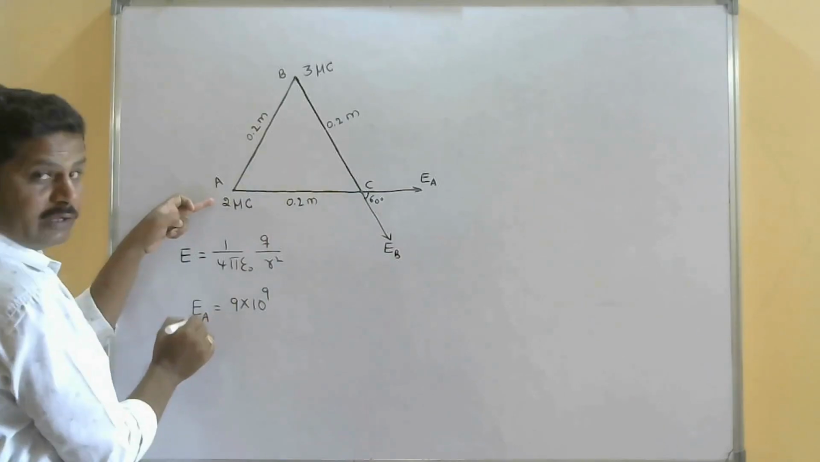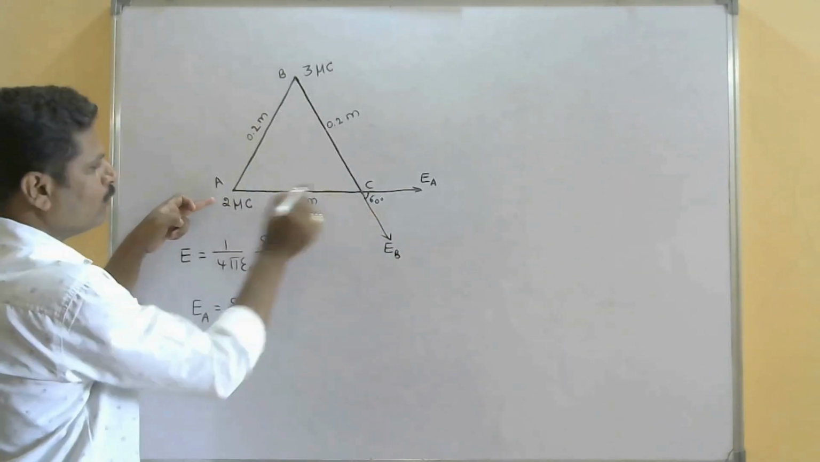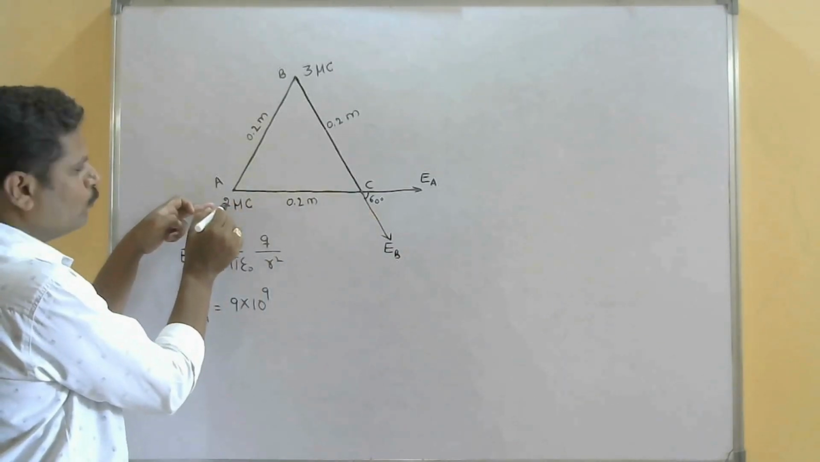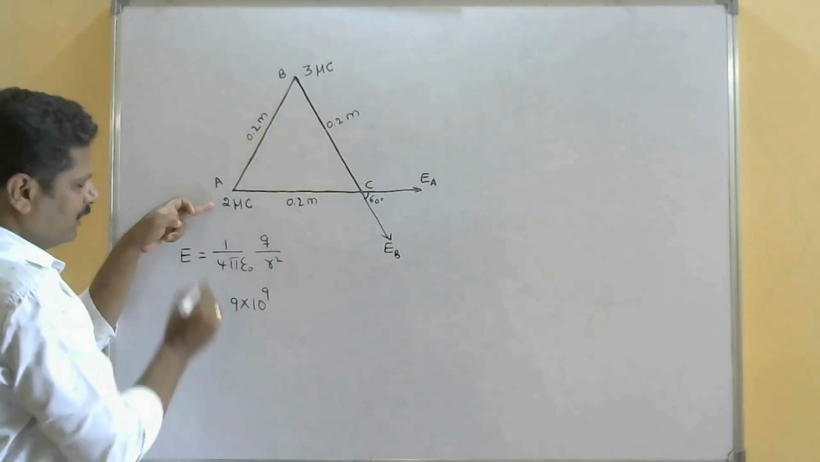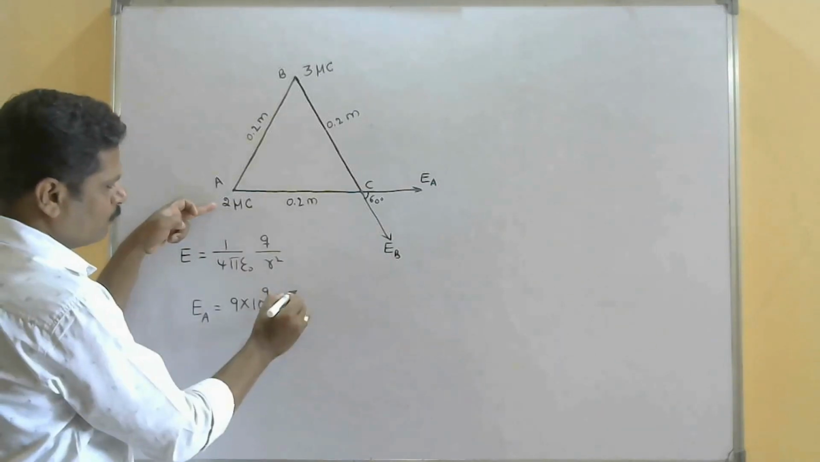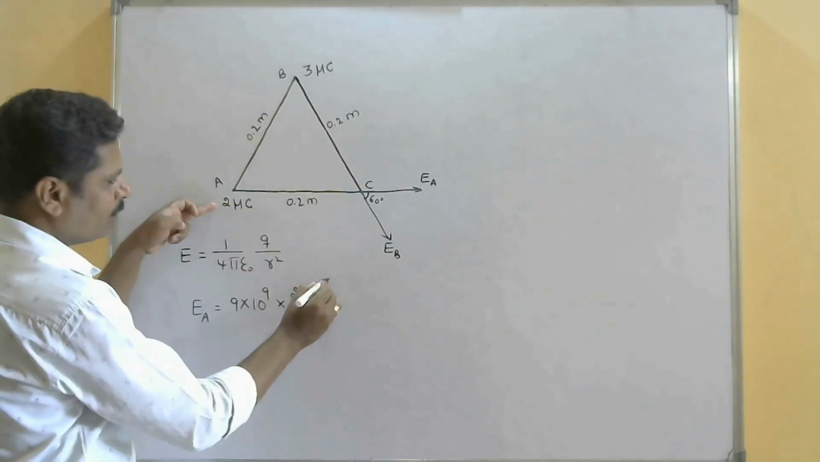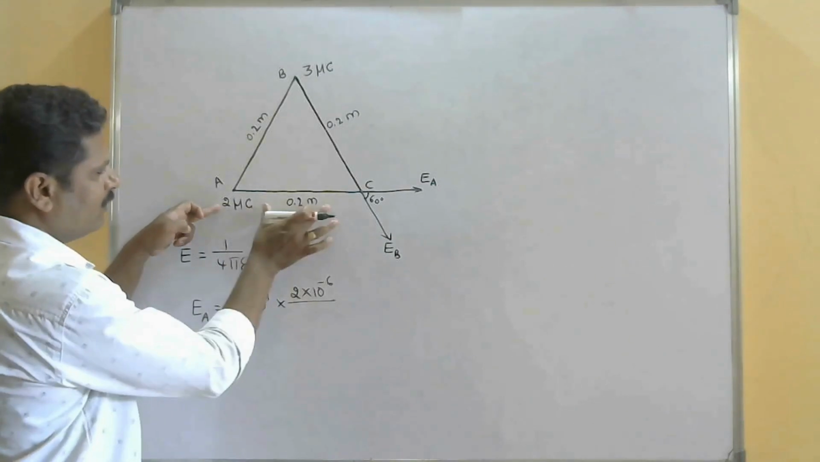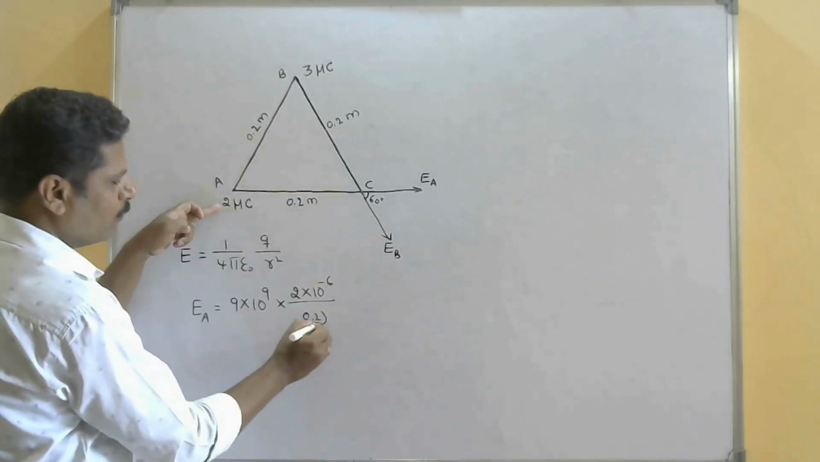We are going to find out EA. EA is the electric field due to the charge 2 microcoulomb which is placed at point A. So now Q is equal to 2 microcoulomb divided by r square, the distance is 0.2 whole square.